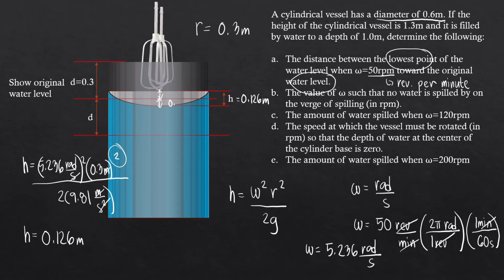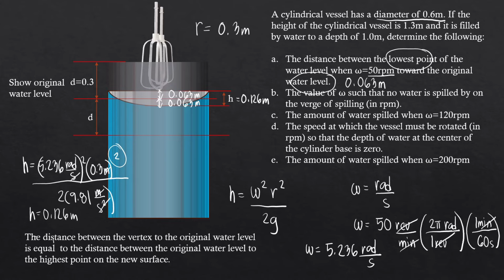0.063 as well as this one. And so our answer for letter A is this value, 0.063. And just to recall, the distance between the vertex to the original water level is equal to the distance between the original water level to the highest point on the new surface. And so we're going to move on to letter B.